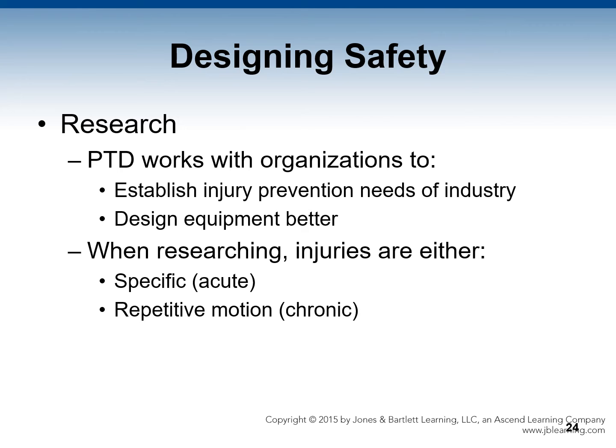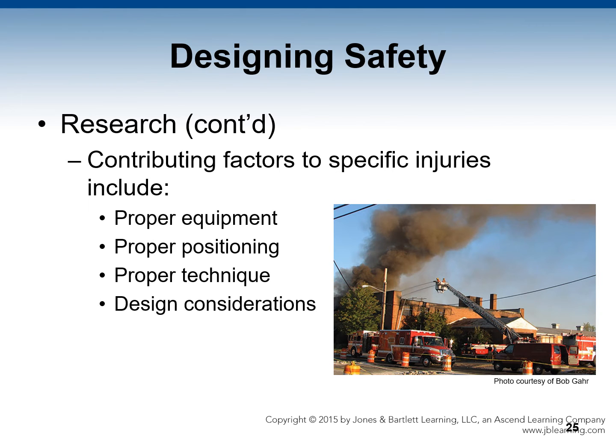When researching injuries, they can be categorized as either specific, acute injuries, or repetitive motion, or chronic injuries. Specific injuries are acute injuries that are produced when a specific event causes an immediate injury, such as a burn, a fractured leg, or a laceration. Several possible contributing factors to specific injuries include proper equipment, proper positioning, proper technique, and design considerations.